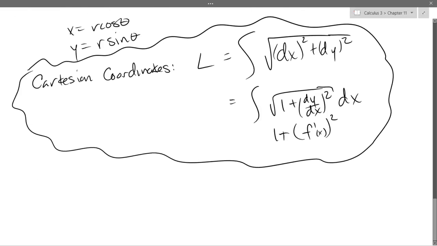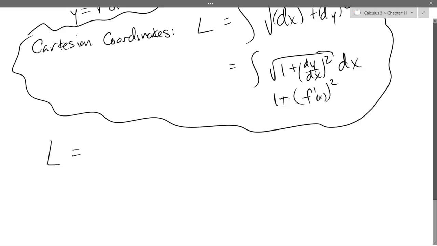Alternative form is square root of dx squared plus dy squared. So we're going to go and look at these. So this is Cartesian coordinates, good old days. So we're going to turn this into polar now. So what I need is, let's start with the exact same thing.